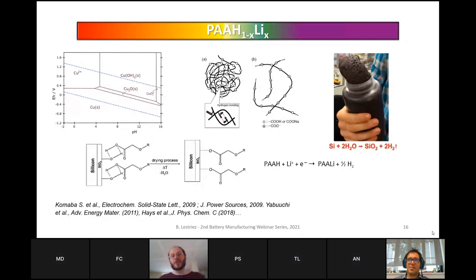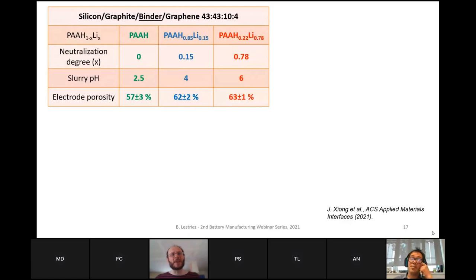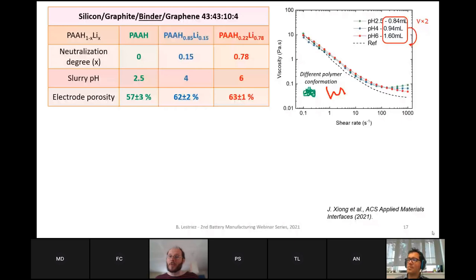So next, we varied the pH of the electrode slurry between 2.5 and 6, which corresponds to different neutralization degrees of polyacrylic acid with LiOH. Next, Jianyan adjusted nicely the amount of water in the electrode slurry in order to have exactly the same rheology for these slurries. And you see the influence of the polymer conformation in red, which is much more extended at pH 6. It was necessary to prepare the slurries with 2 times more water than at pH 2.5 to compensate for the different polymer conformation.